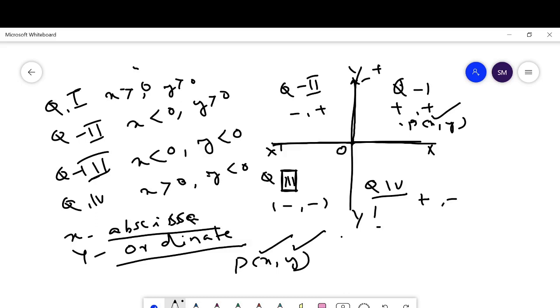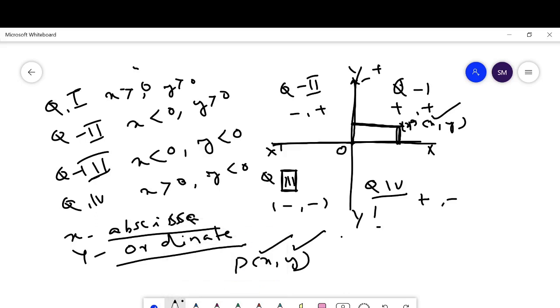It is evident from the above discussion that the abscissa of a point is the perpendicular distance from the y-axis. What is the abscissa? The abscissa is the perpendicular distance from the y-axis, meaning the x coordinate. And the perpendicular distance from the x-axis is called the y coordinate.